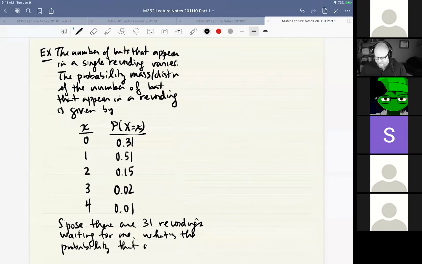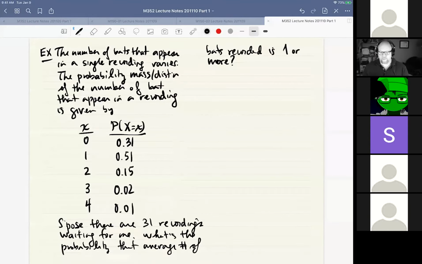What's the probability that the average number of bats that I recorded is 1 or more? So looking through all the files, what's the probability that I have 31 bats recorded across all my recordings? We can apply the central limit theorem to this because I have more than 30 recordings and I'm asking a question about an average, a mean.